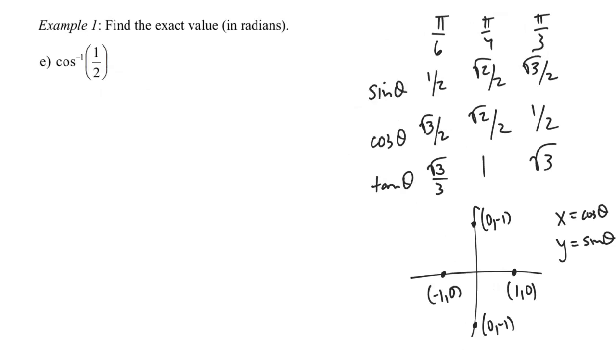Okay, here on letter E, we've got cosine inverse of 1/2, and so 1/2 is obviously a positive number, and so I know that this is going to come from quadrant 1, and so cosine equaling 1/2 happens at the angle pi over 3, and so the answer here is going to be pi over 3.